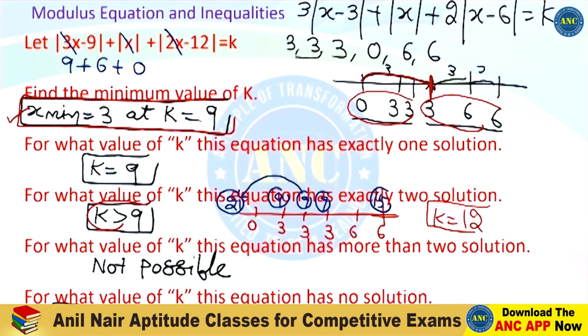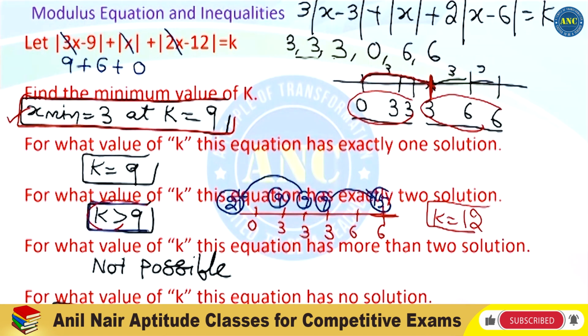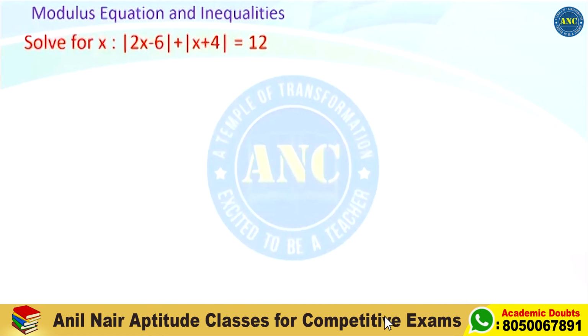Are you all with me? Between 9 and 15 there exists a point. There exist exactly two solutions when k is greater than 9. K less than 9, no solution. More than two solutions is not possible. I hope the idea is clear.